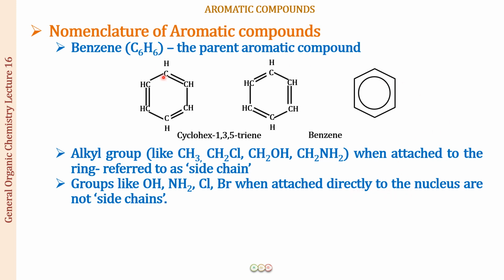So at any of these positions, if instead of the hydrogen we have groups like OH, NH2, Cl, we refer to this as being directly attached to the nucleus, and they are not called side chains. Whereas when we have CH3, CH2Cl, in this the functional groups like the Cl, the OH, the NH2 are referred to as the side chain groups. Alright.